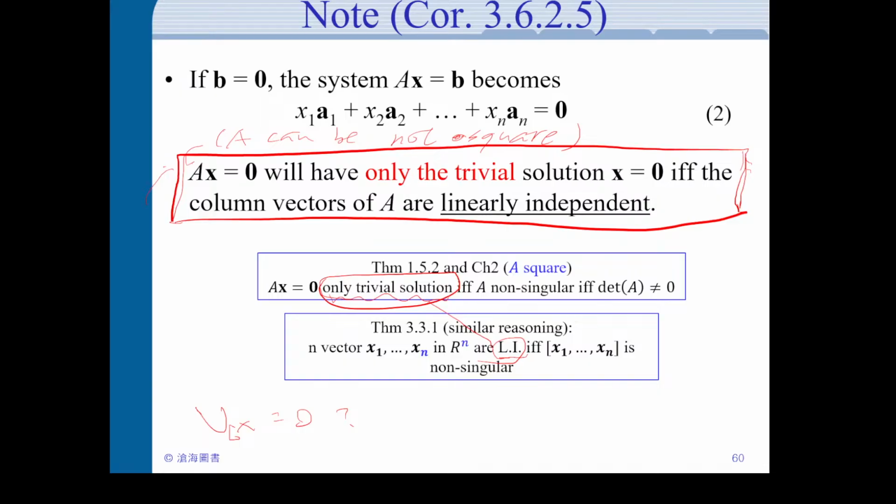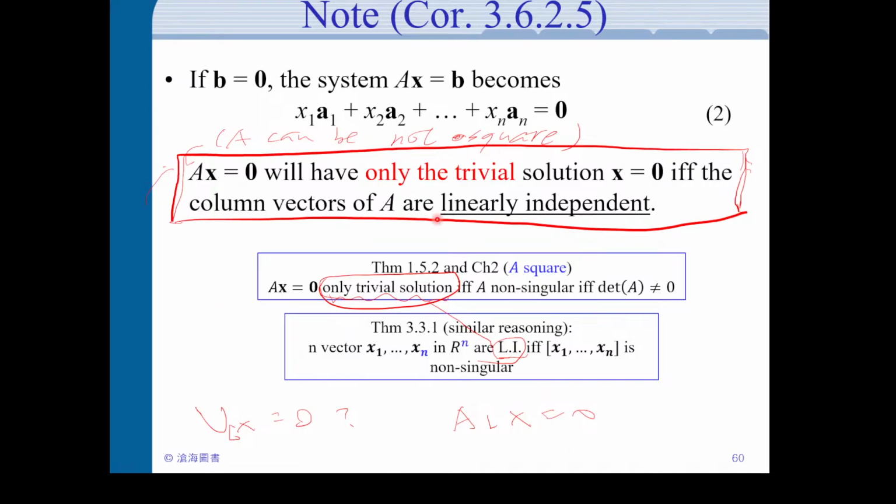So we have that UL has linearly independent columns, so UL x equal to 0 only has the trivial solution. But we know the solution sets of AL and UL are the same. So that means AL x equal to 0 also only has the trivial solution. And let me go back to here. That means AL has linearly independent column vectors.